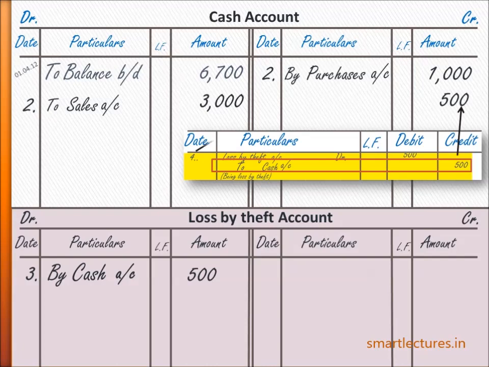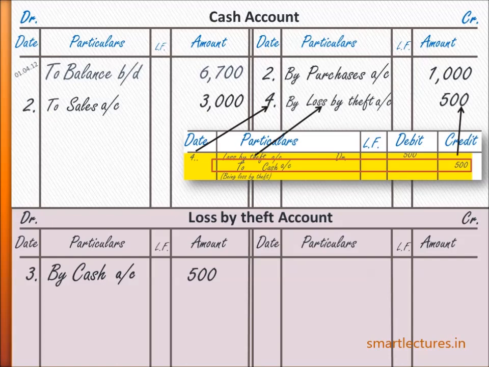The date will be 4 and the narration will be by loss by theft account, because when cash account was credited in the journal entry, the opposite account was loss by theft account.